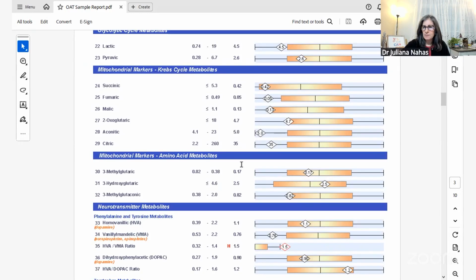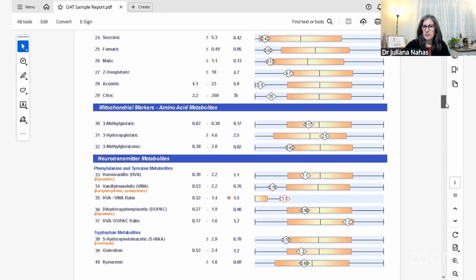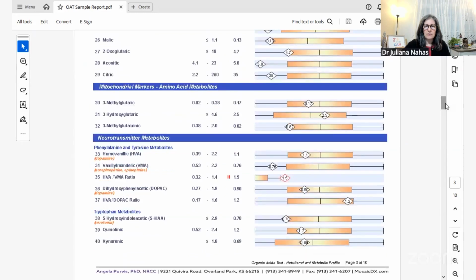And sometimes on this test, the markers have a little asterisk, which we'll see further down. And that means that if the level is looking low, it's not a problem. But if it's on the high side, then that indicates a deficiency. So we'll look at some examples like that.